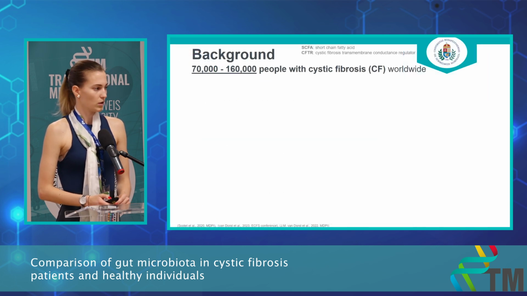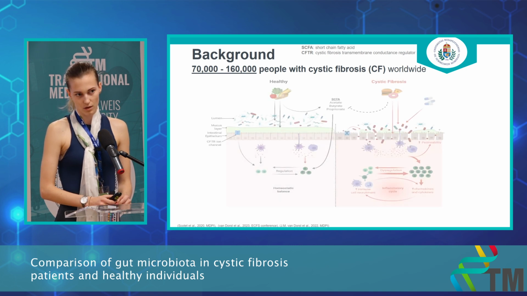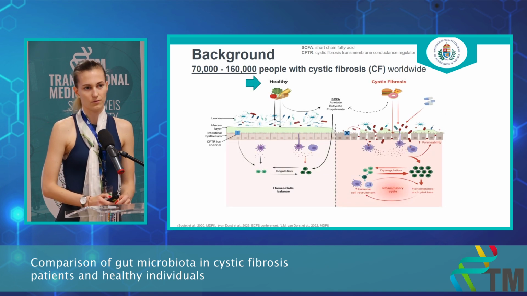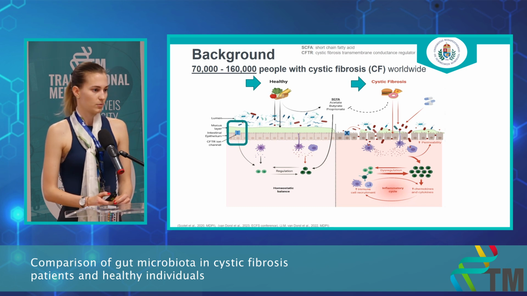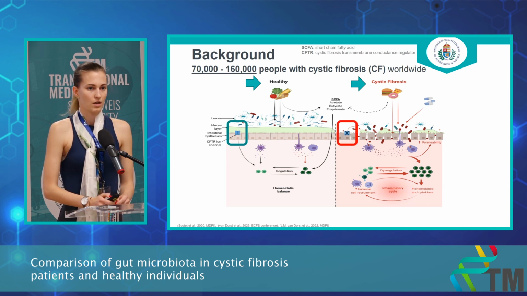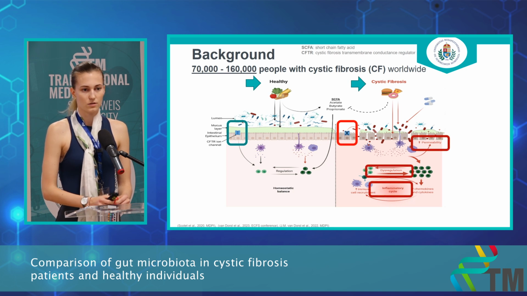Between 70,000 and 160,000 people are living with cystic fibrosis worldwide. You can see the gut wall of a healthy individual and a cystic fibrosis patient here. While the CFTR protein in an otherwise healthy individual works just fine, it is dysfunctional in a cystic fibrosis patient. It results in several systemic and local complications, including a continuous inflammatory cycle.